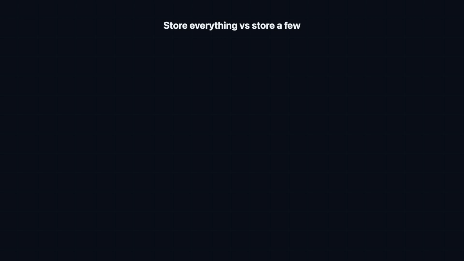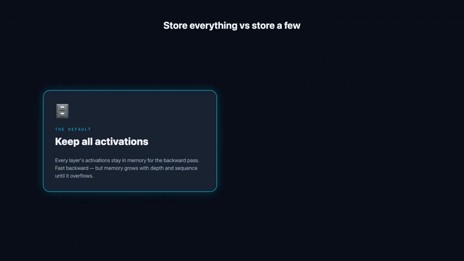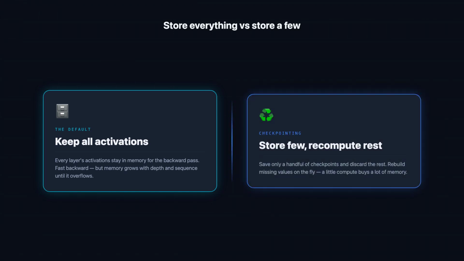Let's frame the trade-off that sits at the heart of this technique. The default approach keeps every layer's activations in memory during the forward pass, so the backward pass can reuse them directly. That makes the backward pass fast, but the memory build grows with depth and sequence length until it simply overflows the GPU. Checkpointing flips the deal. It saves only a handful of activations called checkpoints and throws the rest away. When a backward pass needs a missing value, it rebuilds it on the fly, spending a little compute to buy back a lot of memory.